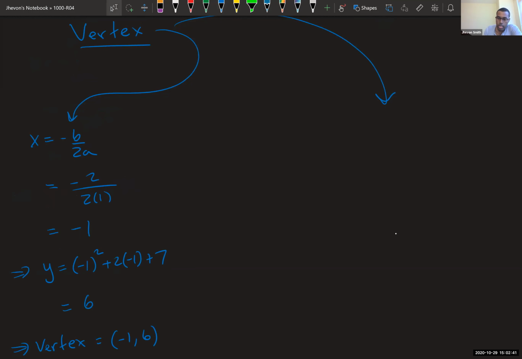Another way is, given this function, you can complete the square. We know that we need the term here to be 1/2 the coefficient of x. We're going to square that. And then if I were to multiply this out, I would get a plus 1 as the constant term. To get back to the 7, I need to add a 6.